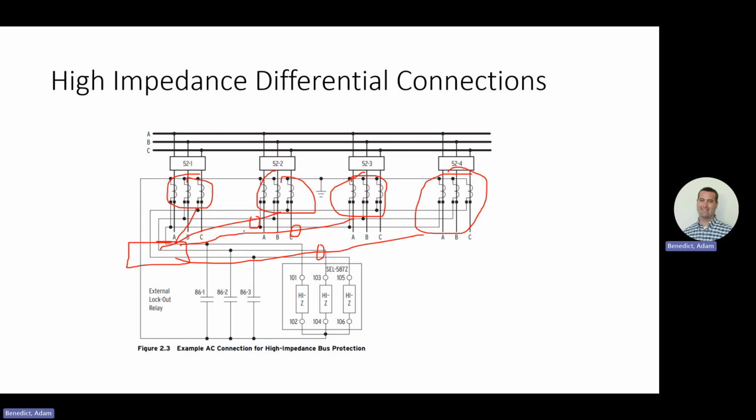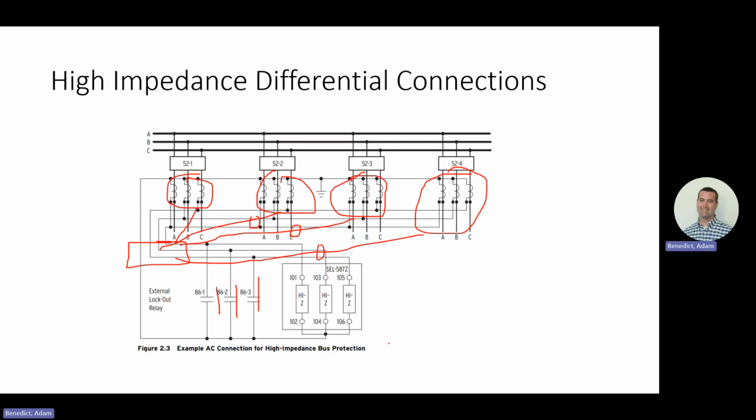So you want to have these summed into a yard junction box, and then have a single cable run back to this 587. And then it's important to have these lockouts installed here. So when this does sense a fault, it'll trip this lockout, which will short out your CTs. Otherwise, you'll burn up this relay.